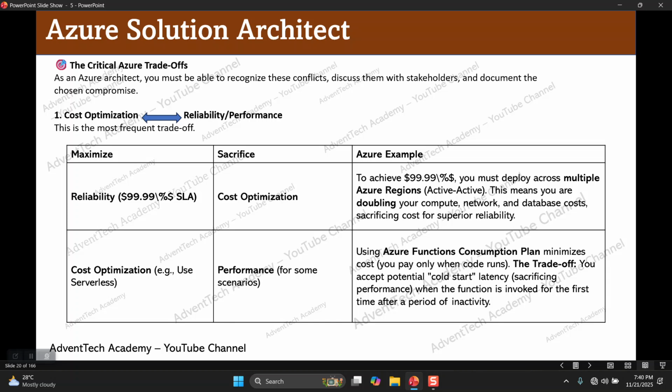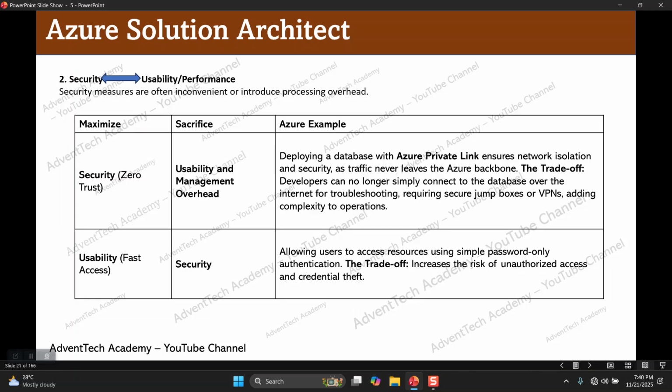To optimize the cost, you will go for a serverless function on a consumption plan to minimize the cost. The trade-off is that you accept the potential cold start latency, a sacrifice in performance when the function is invoked for the first time after a period of inactivity. So we must consider all these trade-offs in cost optimization, reliability and performance.